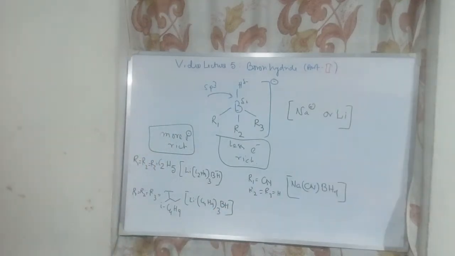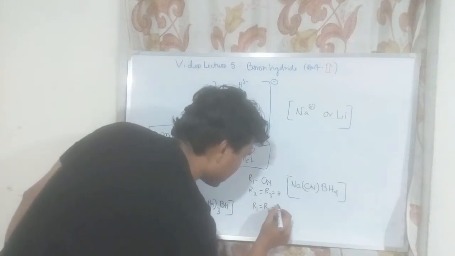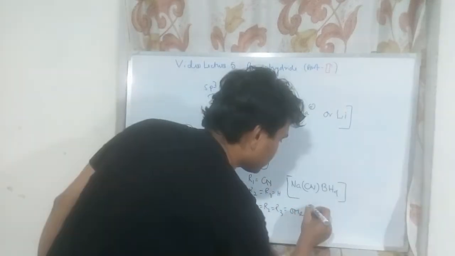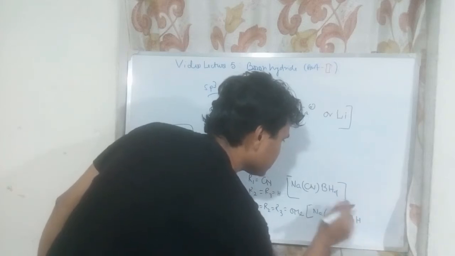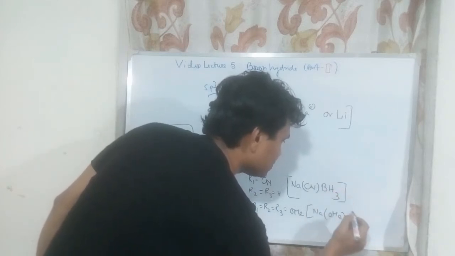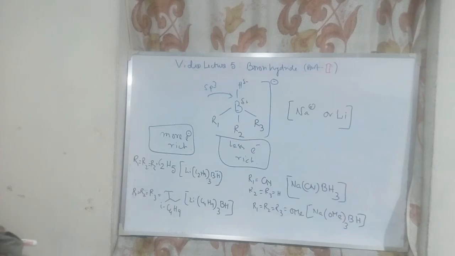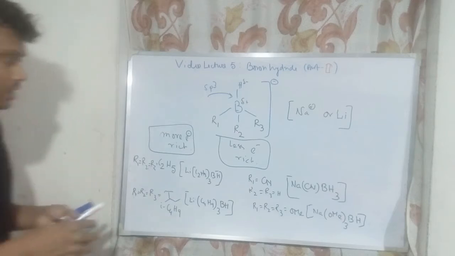Similarly, if we consider the sodium counterpart of such type of little less reactive reagent, that is R1 equal to R2 equal to R3 equal to OMe, methoxy, and the corresponding reagent is Na(OMe)3BH. Sorry, here should not be BH4, this should be BH3. So this is the reagent. So I guess you have understood the reactivity variation to get different reactive reagents.